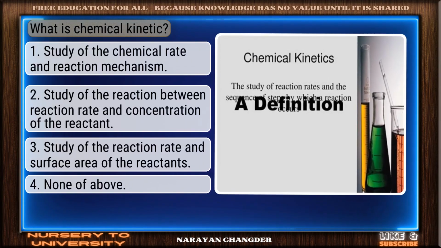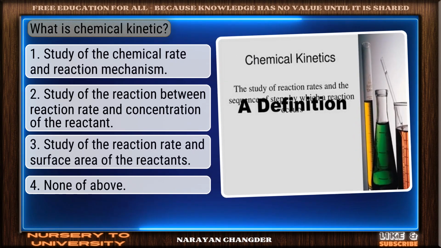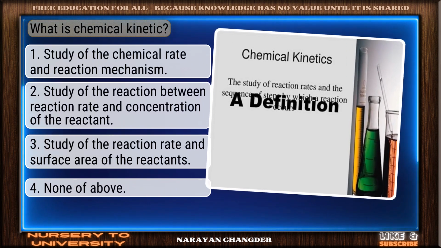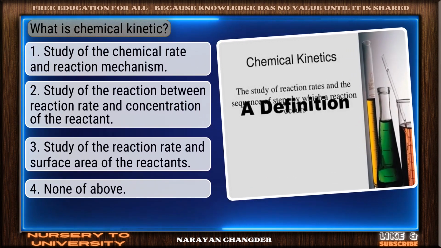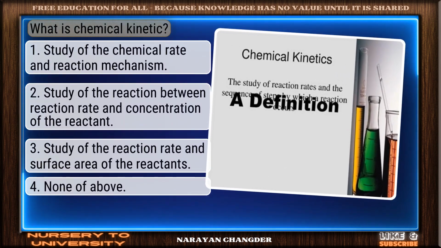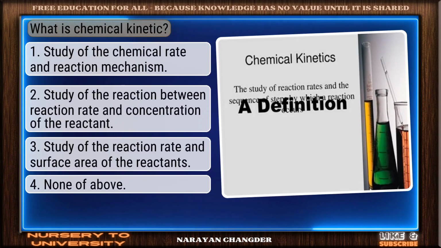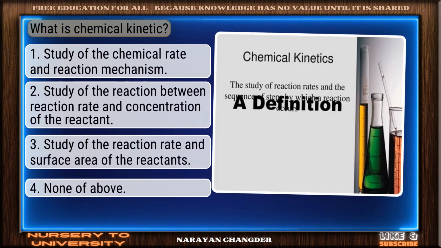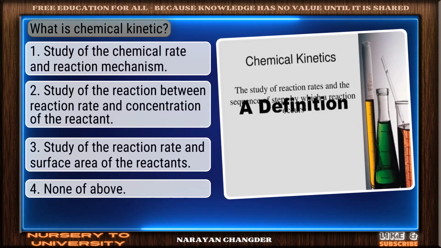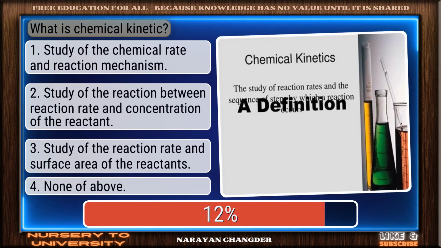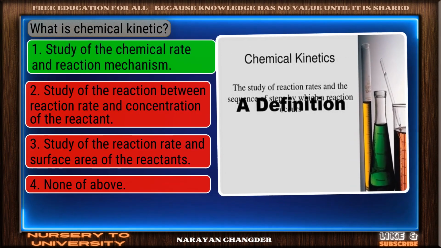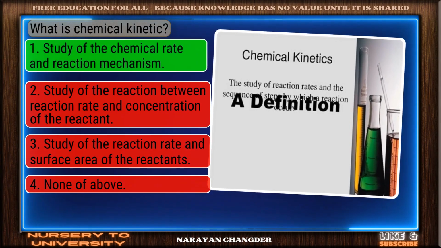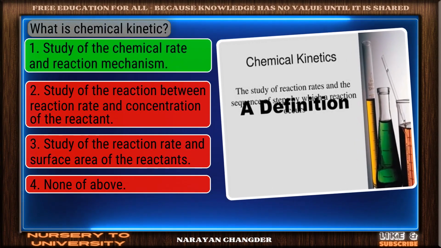What is chemical kinetics? Option 1, study of the chemical rate and reaction mechanism. Option 2, study of the relation between reaction rate and concentration of the reactant. Option 3, study of the reaction rate and surface area of the reactants. Option 4, none of the above. Exactly, study of the chemical rate and reaction mechanism.